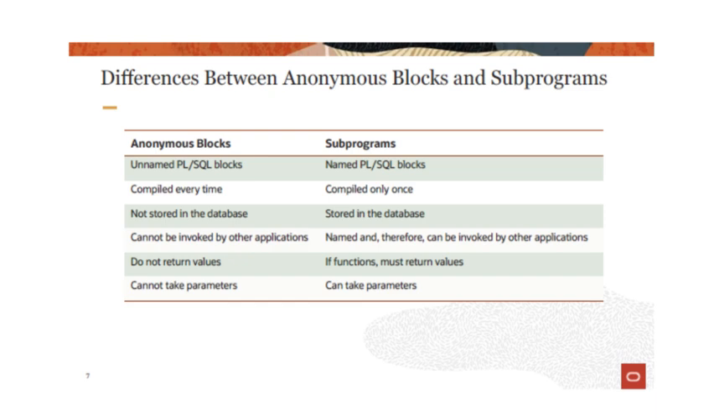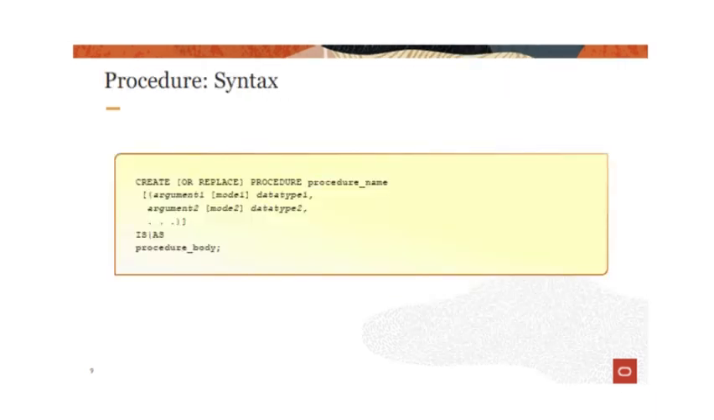They are compiled every time they are to be executed. They are not stored in the database for reuse. If you want to reuse them, you must rerun the script that creates the anonymous block, which causes recompilation and execution. The slide shows the syntax for creating procedures.